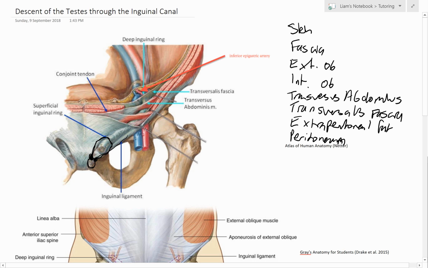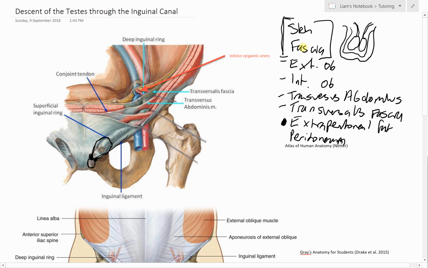Okay, so we're saying that our testes arise here in that extraperitoneal fat, and they need to pass these structures in order to enter into the scrotum. The skin and the fascia, they don't need to pass because that's what the scrotum is made of, right? The scrotum is made of skin and then fascia, and then the testes inside it, with their spermatic cords.